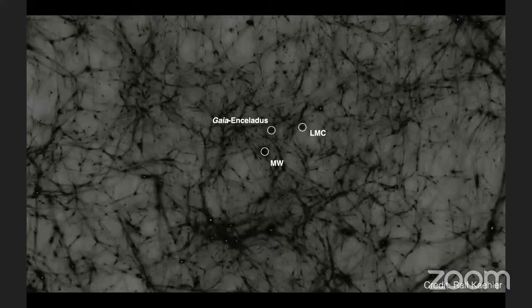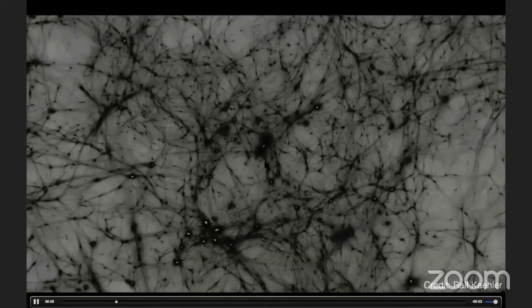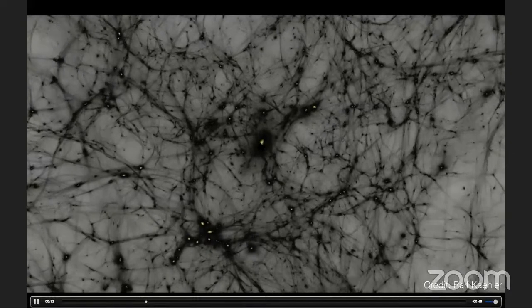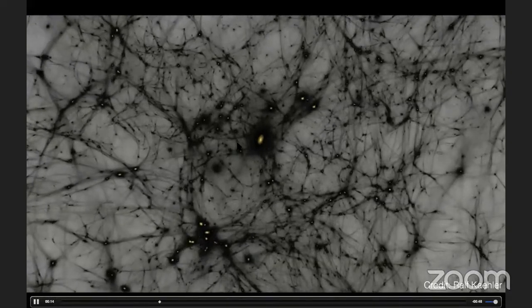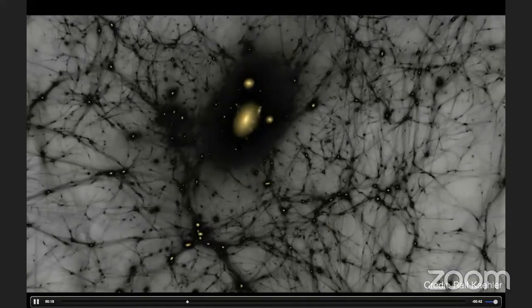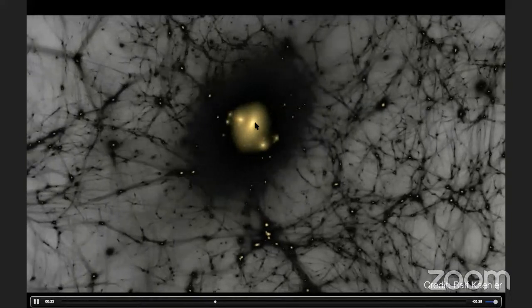So let me play this. It'll take about 30 seconds. Hopefully you can see it. This is the merger happening in the middle of the screen with Gaia Enceladus. And then you can see the LMC falling into the Milky Way towards the end of the movie.